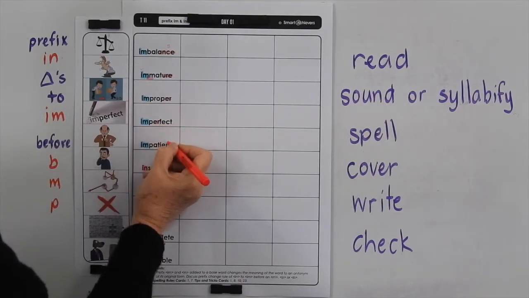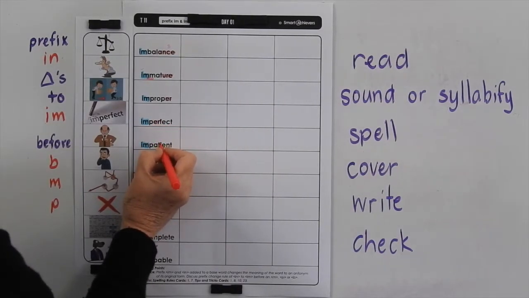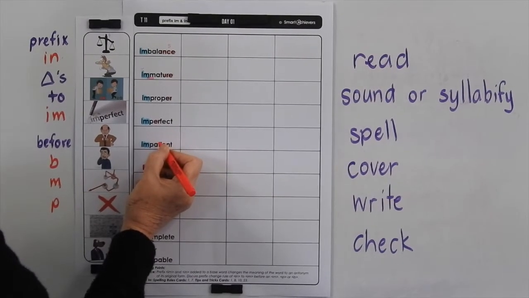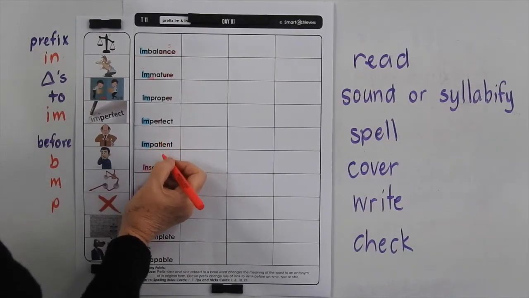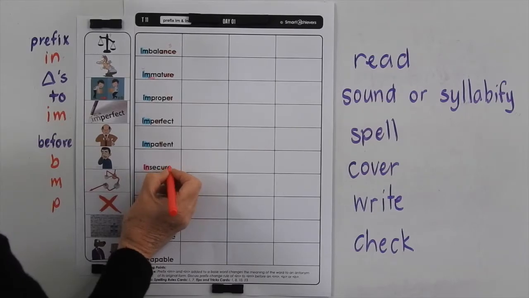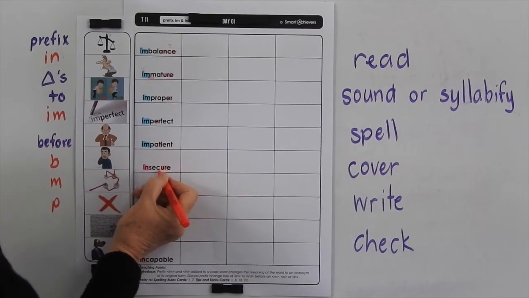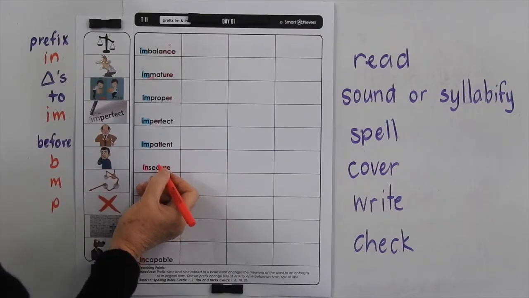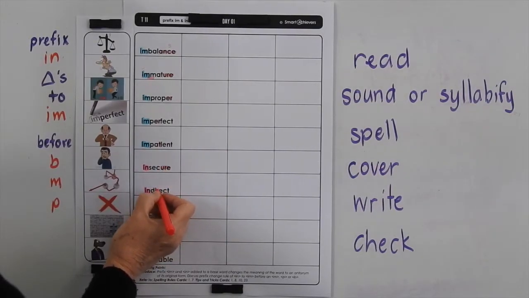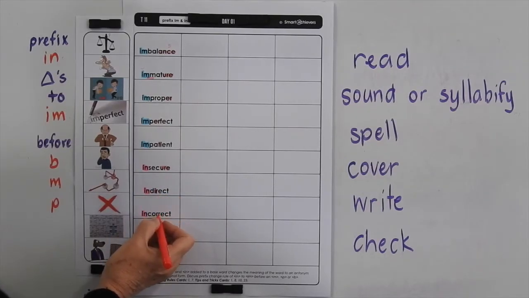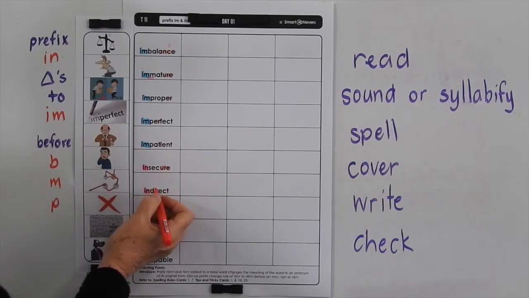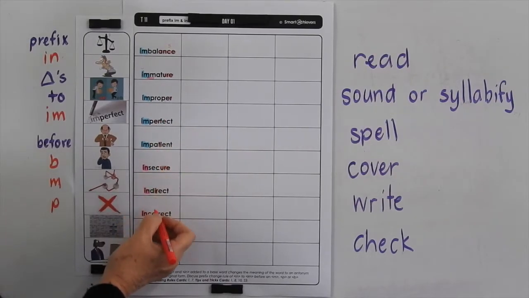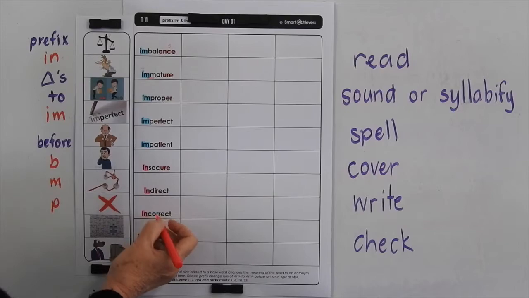Impatient, you've got the TI making the sh sound in the middle of a word because we know we can only use SH for the sh sound at the start or end of a short word. Insecure, you've got that URE again at the end, and you've got the C making its kut sound because it's followed by U. Indirect, you've got the IR for an R-controlled vowel in there. So it's very important you work out and remember which spelling you're using for these different sounds. UR, IR, ER, all making the same sound but different letters, different vowels in each of them.